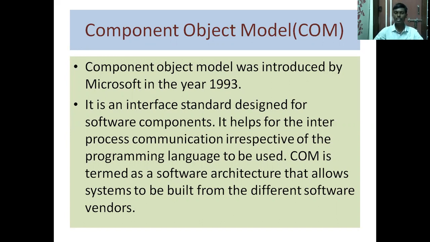COM is termed as a software architecture that allows systems to be built from different software vendors. Here, the Component Object Model was introduced by Microsoft and it has an interface design for software components irrespective of the programming language, which means Python or R or Java, anything. It helps for inter-process communication.